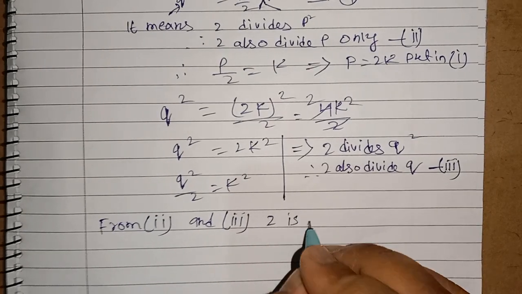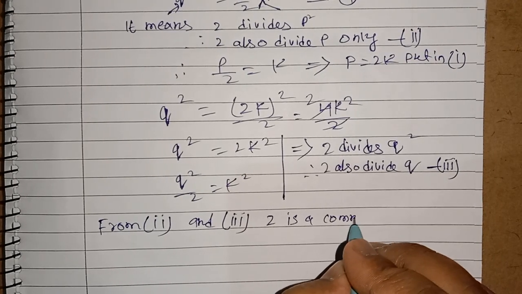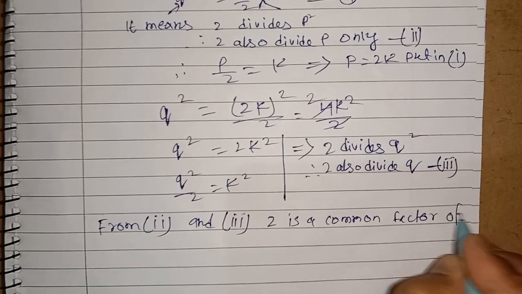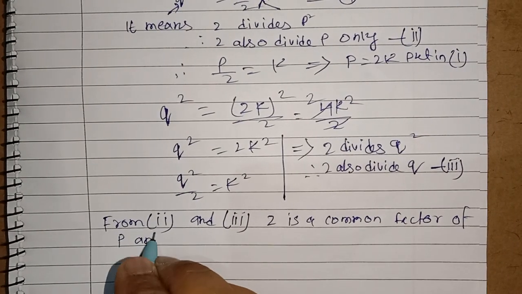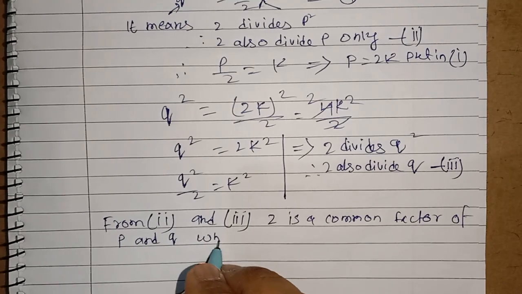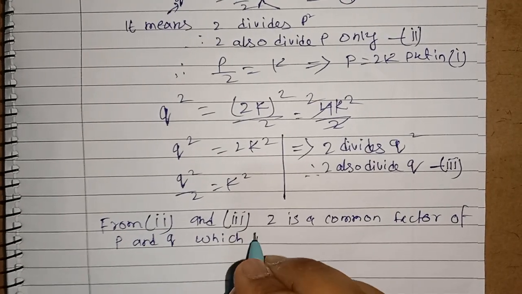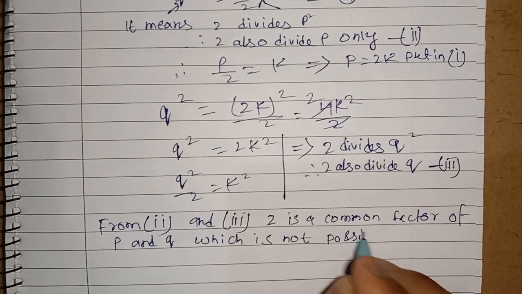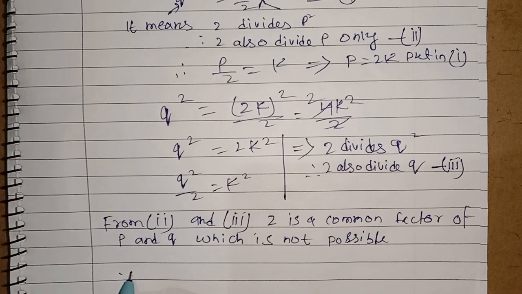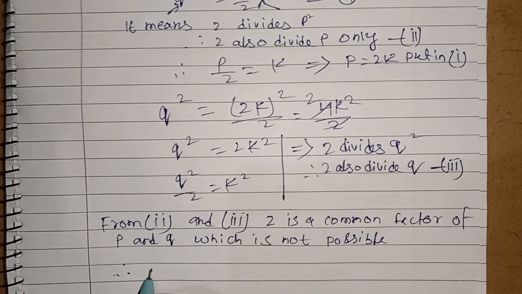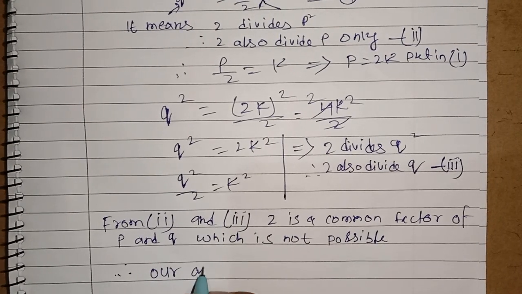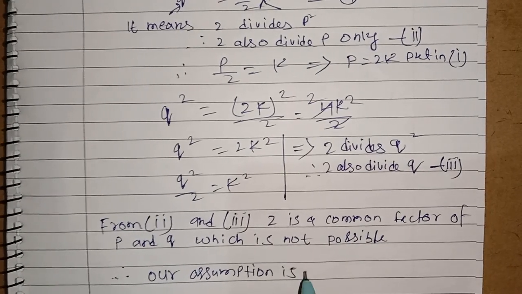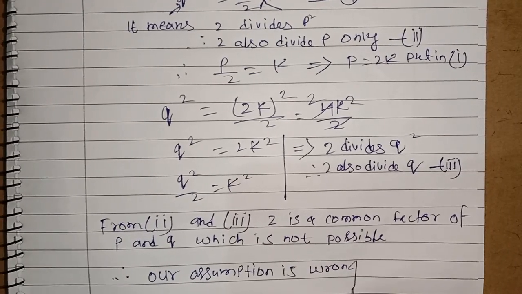From 2 and 3, 2 is a common factor of p and q, which is not possible because they are co-prime. Therefore, where is our mistake? Our assumption is wrong. Therefore, our assumption is wrong.